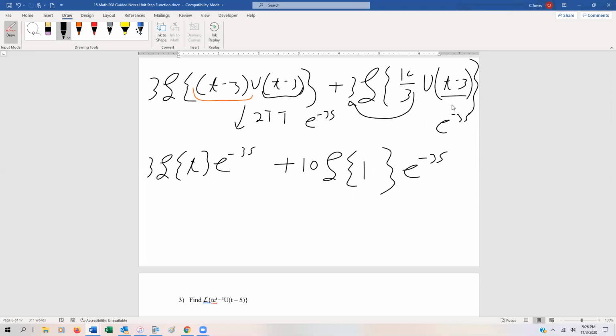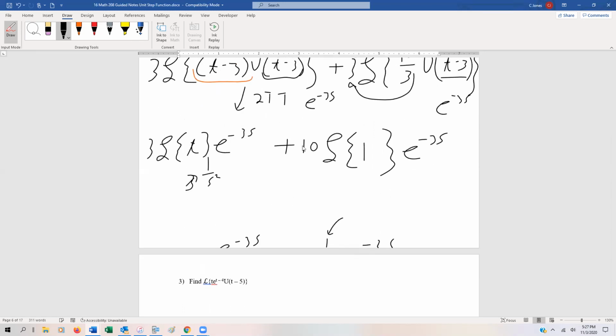And so now this is going to become 3 over s squared. Okay, so remember that rule is that this is just going to be 1 over s squared. We still have the e to the minus 3s, and then we're going to have 10 times 1 over s. So remember, Laplace of 1 is 1 over s, and then we still have that e to the minus 3s, right? If we really wanted to, we could factor out a 1 over s e to the minus 3s, and we get our answer for that.